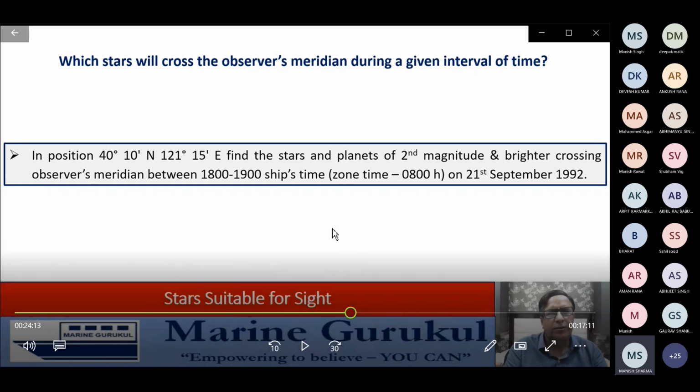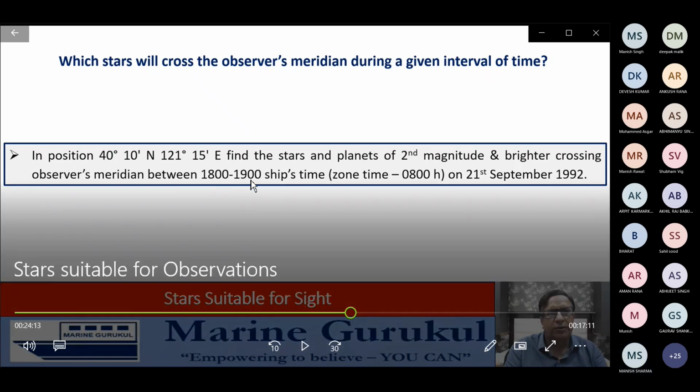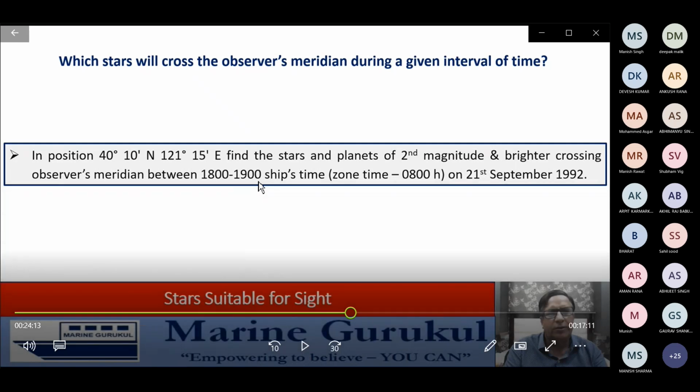सर जब क्रॉस करेंगे सर उनका LHA 0 हो जाएगा, ऐसे करके निकाल लेंगे सर. नहीं बेटा, ये 1 घंटे का टाइम है. सो हर एक मिनट में LHA तो चेंज होता रहेगा. अभी देखते हैं इसको कैसे करेंगे.